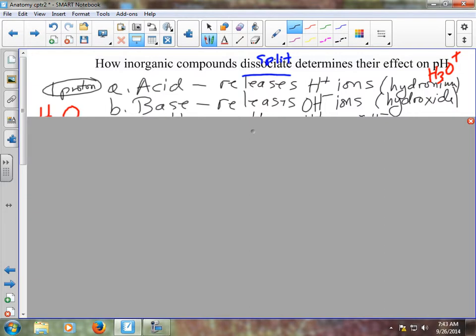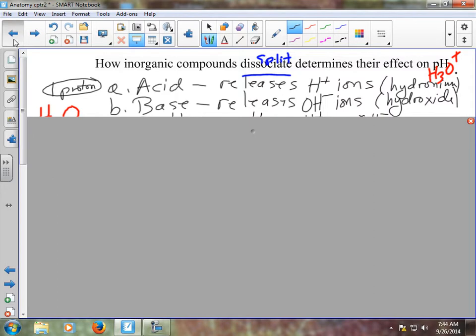Acids increase the hydronium concentration. That's what I put over here. H3O is the hydronium. Well, bases, when they dissociate, they're going to release a different ion, OH negative, which is called a hydroxide ion. So we'll take a look at one of those.